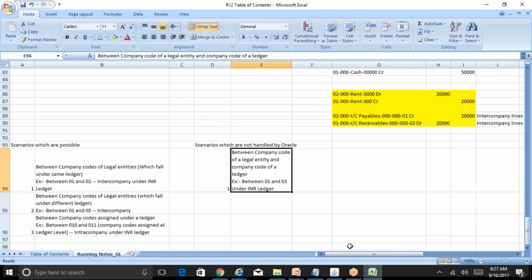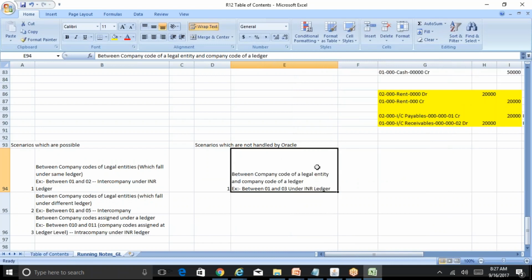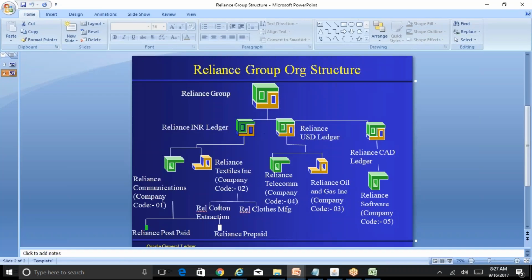Of course there is a workaround for this. In our current client, we got exactly the same kind of scenario. So the workaround would be, instead of assigning 03 at the ledger level, what we have done is we have created a dummy legal entity for 03 under the INR ledger. So if I create one more dummy legal entity of 03 here, I can enter a journal entry between 01 and 03 because it becomes an intercompany journal within the INR ledger.